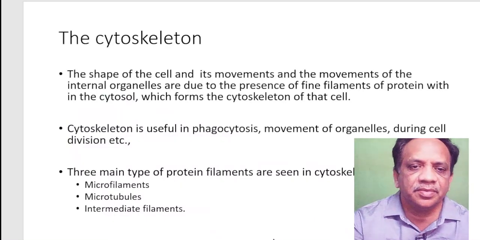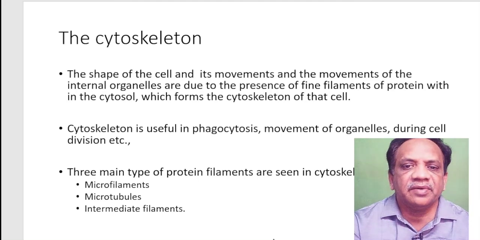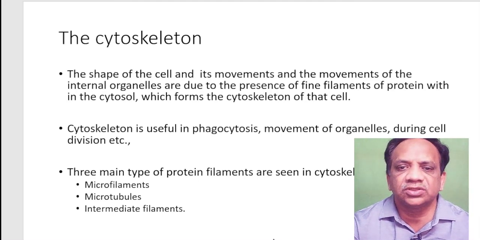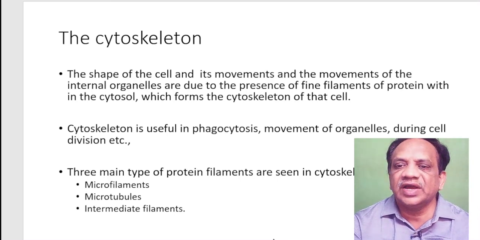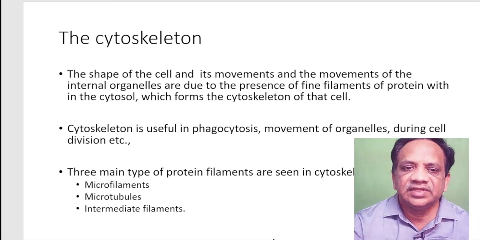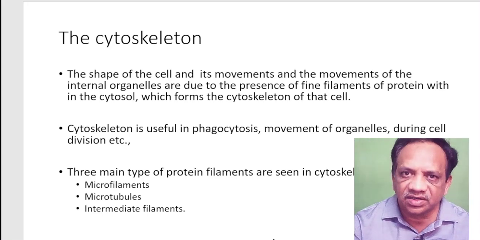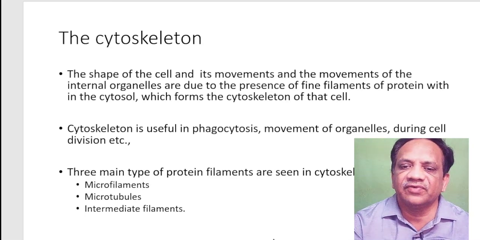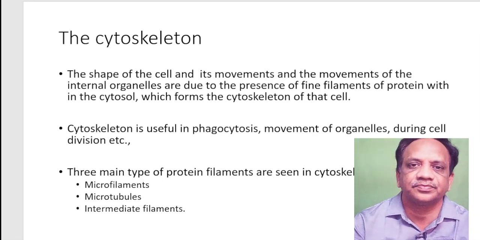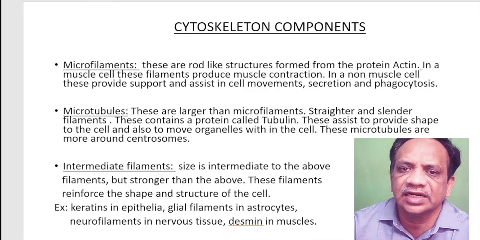Now coming to the cytoskeleton. The shape of the cell and its movements, and also the movements of the internal organelles, are due to the presence of fine filaments of protein within the cytosol, which form the cytoskeleton of the cell. The cytoskeleton is useful in phagocytosis, movement of organelles during cell division, etc. Three main types of protein filaments are seen in the cytoskeleton: microfilaments, microtubules, and intermediate filaments. You can see the cytoskeleton components.